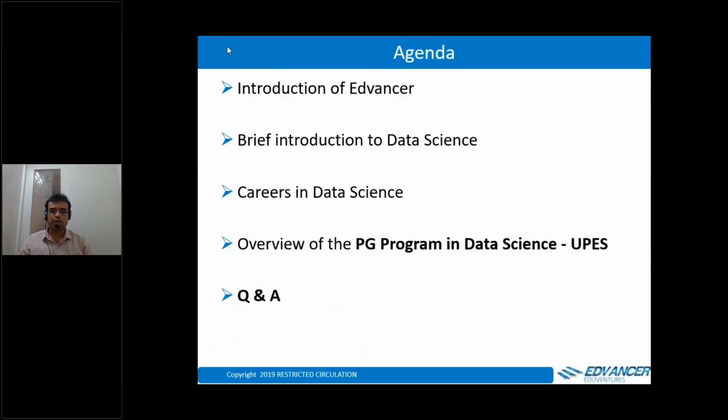What's the agenda for the day today? Initially, allow us a few moments to introduce ourselves, introduce Edvancer, who are we, introduce UPES, and then we will get into the core of this session, which is a brief introduction to data science. Then we'll move on to careers in data science, which I'm sure a lot of you here are interested in. And then again, allow us a few minutes to introduce our program, the PG program in data science by UPES to you guys, which shall help you to create a career in data science.